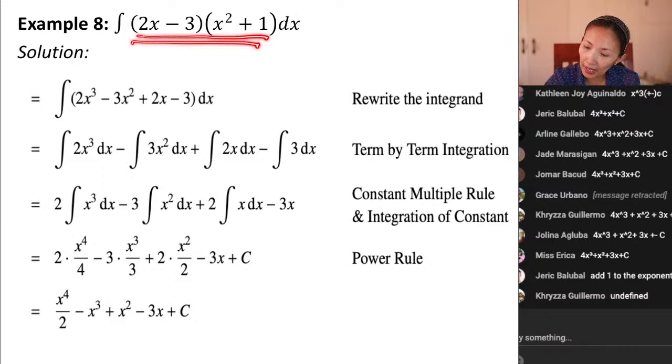So after multiplying, this will give 2x cubed minus 3x squared plus 2x minus 3 dx. And then apply term per term integration. Integral of 2x cubed dx minus integral of 3x squared dx plus integral of 2x dx minus integral of 3 dx. And then, constants, bring them out.